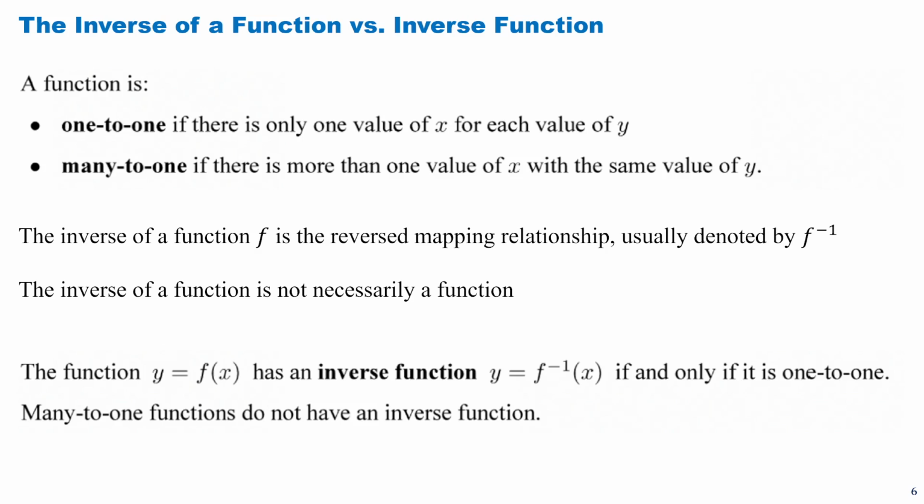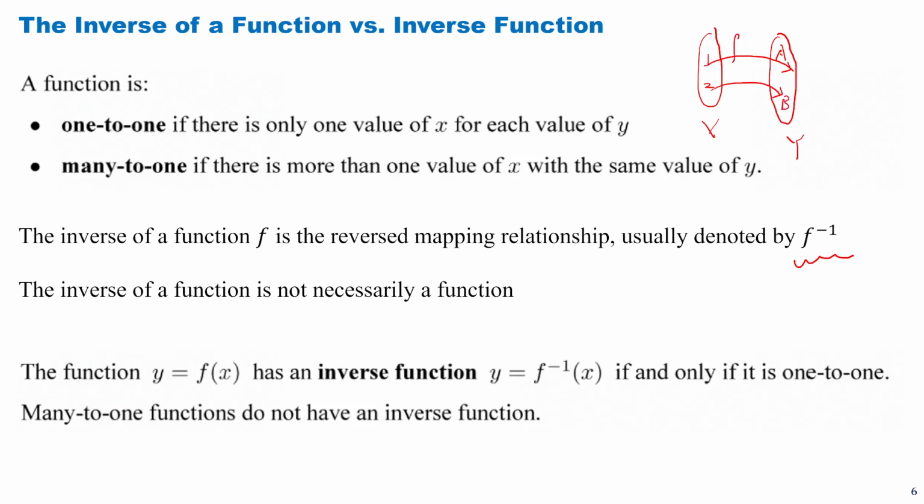Which is usually denoted by inverse of f here. We use this notation to denote the inverse mapping. Did you get it? So for example, if your function looks like this, it maps set x to set y. So, for example, it maps 1 to a, maps 2 to b.